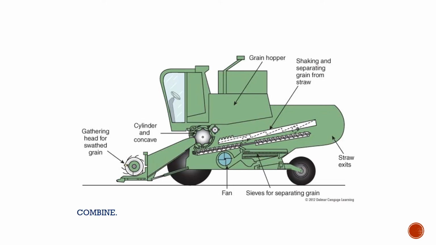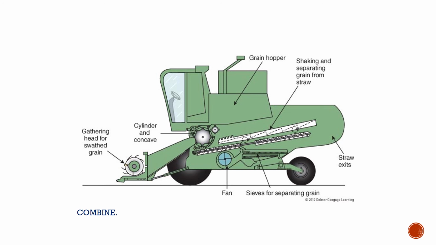So here's what a combine looks like. If you look at the very left-hand part of this picture, you'll see where it says a gathering head. That's going to cut the grain. If we're going to look at, let's say, corn, that corn head is going to cut that whole stalk, but then take that ear of corn off of the stalk. It's going to go through that head. It's going to go up where that cylinder concave is going to be.